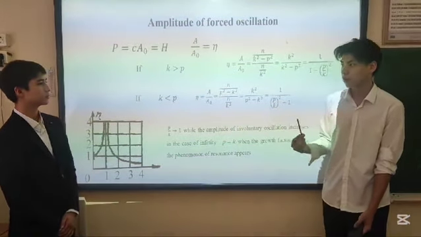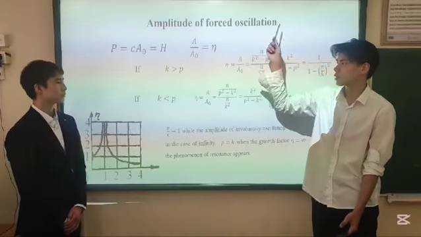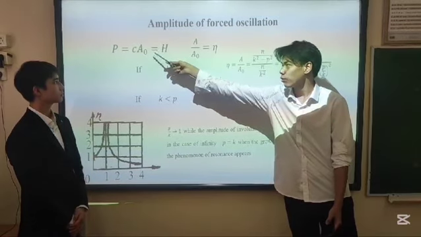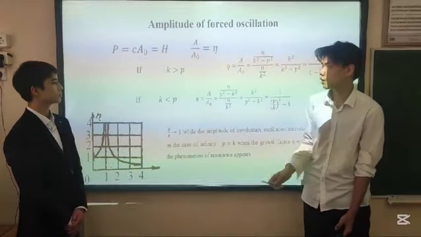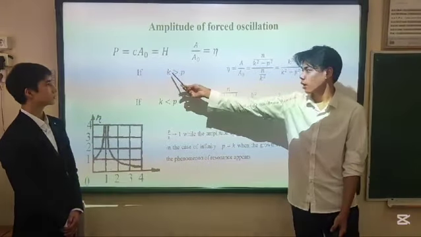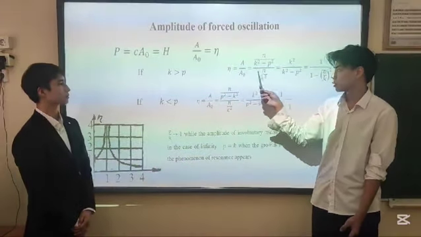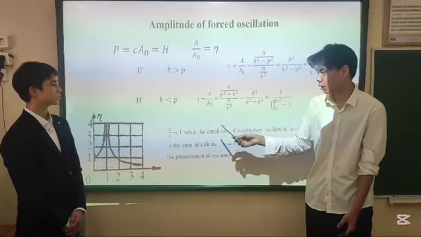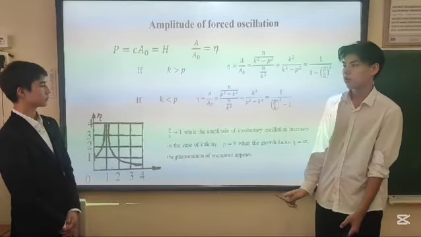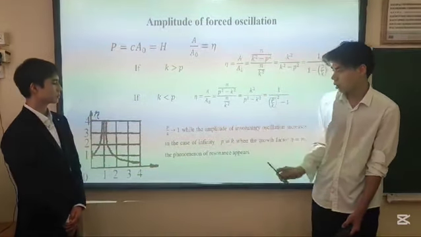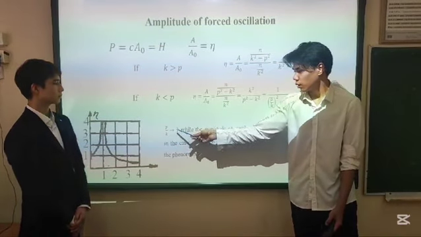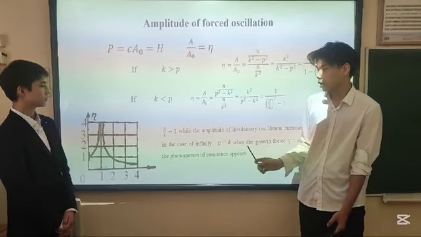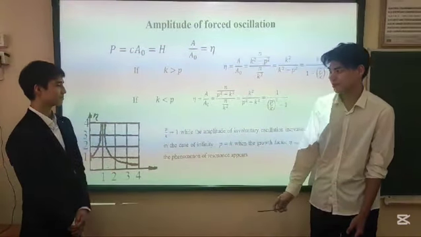The second moment we were interested in is the amplitude of forced oscillation. The formula found for the amplitude of forced oscillation is this, and theta is the amplitude coefficient. If k is more than b, theta is found by the next formula, and if p is more than k, theta is found by the next formula. The third moment we were interested in is the phenomenon of resonance. When p divided by k goes to 1 and theta goes to infinity, it makes a phenomenon of resonance.